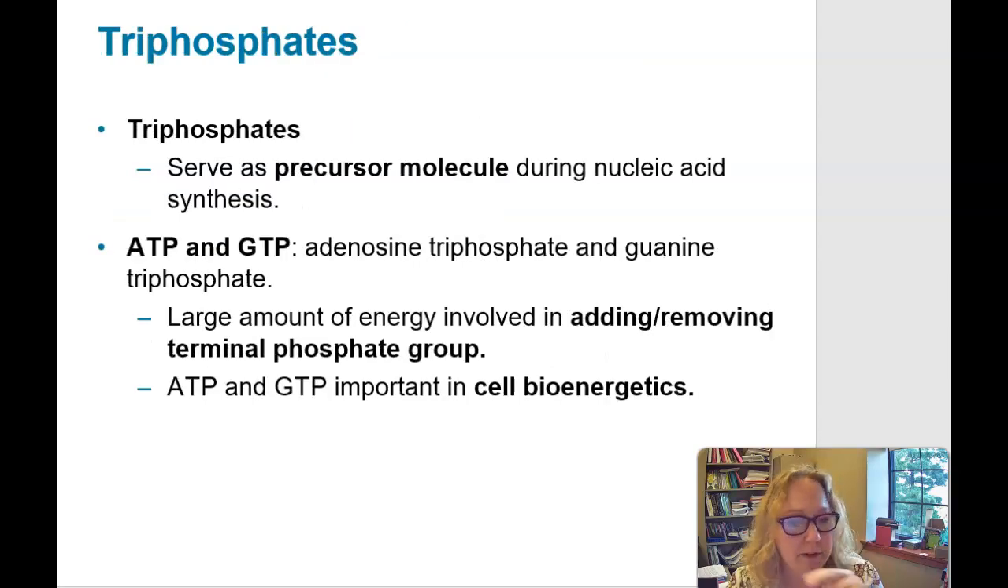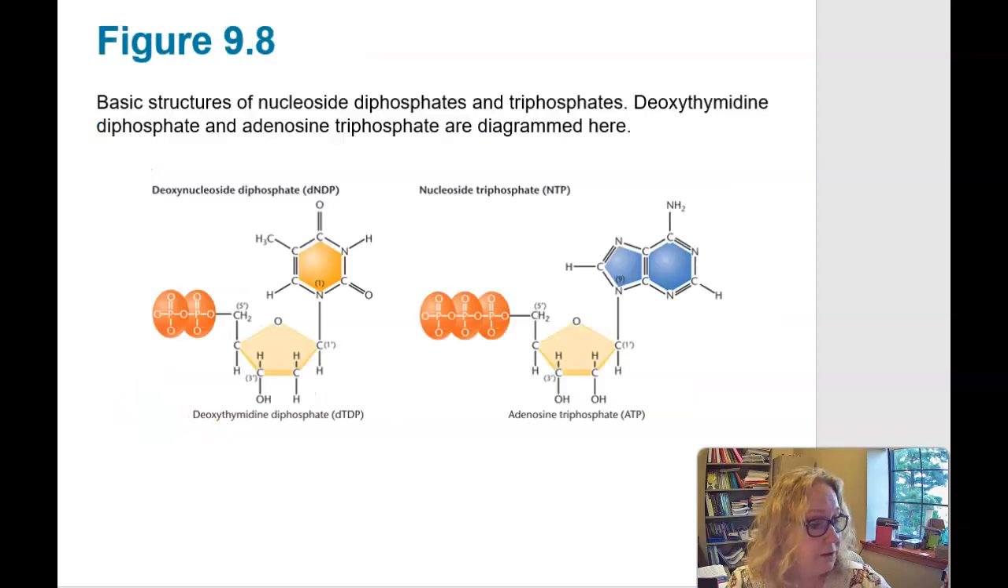Okay. Triphosphates serve as the precursor molecule during nucleic acid synthesis. That's which one? 3 phosphate groups. ATP and GTP, adenosine triphosphate and guanosine triphosphate, there's a large amount of energy involved in that terminal phosphate group. Right, this is super important in cellular respiration and your ability to breathe. It's all about ATP, and ATP is all about that 3rd phosphate. So just remember, it's all about the 3rd phosphate. There's a ton of energy here.